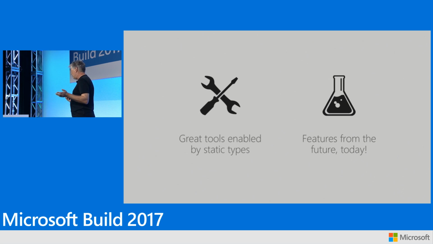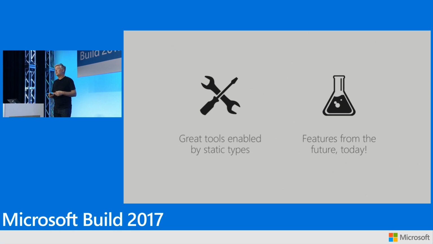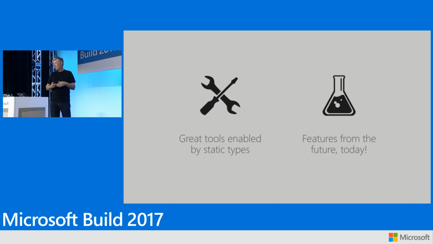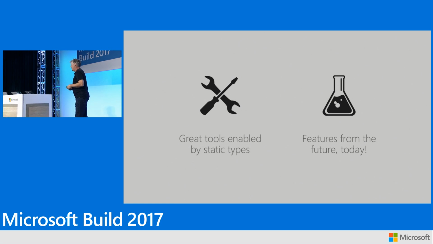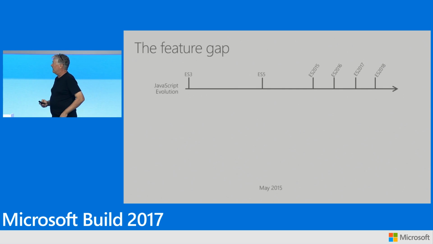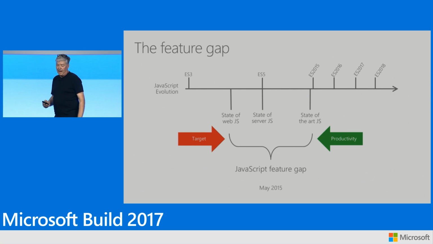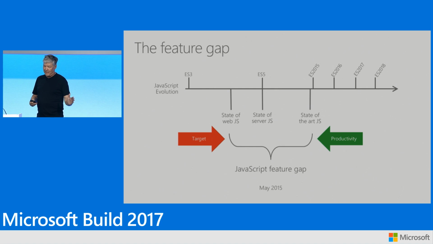One is great tools enabled by static types, and the other is the ability to use features from the future today, which basically boils down to a capability called transpilation. Let me try to motivate that a little. In JavaScript, let's say you go back, say, 2 years to May of 2015, this was sort of the state of JavaScript back then. ECMAScript 2015 was just about to be ratified, yet on the server, Node.js has only just made it to ES5, and most browsers didn't even support ES5 yet.